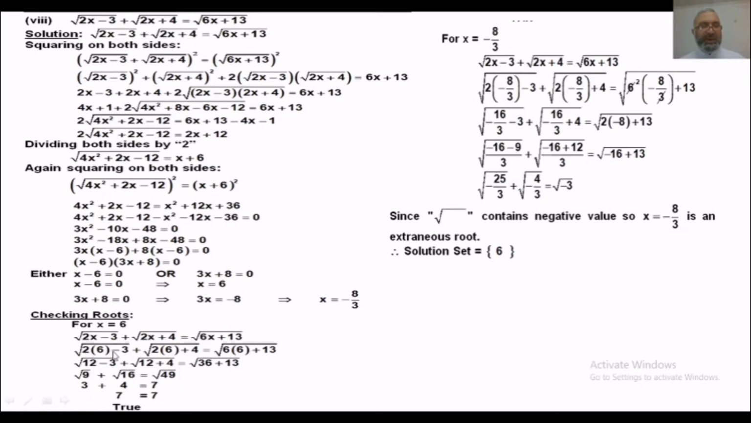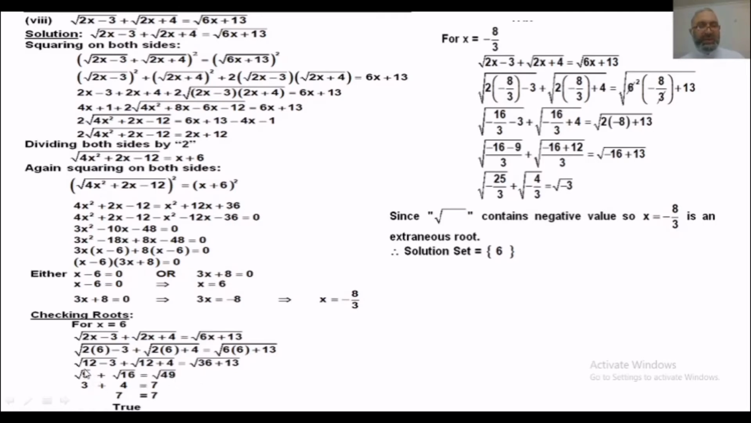Simplifying, 2 6 are 12 minus 3 plus 2 6 are 12 plus 4 is equal to the square root of 6 6 are 36 plus 13. So from the left hand side, 12 minus 3 is 9 under root, and the second term 12 plus 4 is 16 under root. On the right hand side, 36 plus 13 becomes 49 under root.